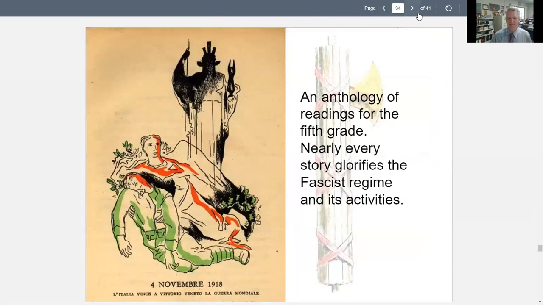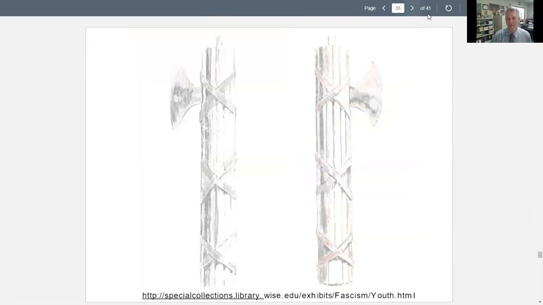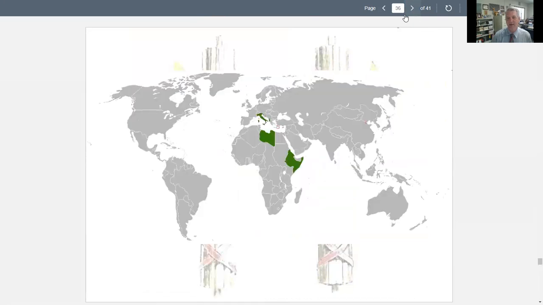I mean, basically just setting everything up for what happens. An anthology of readings for the 5th grade. Nearly every story glorifies the fascist regime and its activities. You can see the date there from 1918, right? Referencing the terribleness of the end of World War I. And then, as I said, this Roman tool from the Roman times is put on the Italian flag so that it may be a sign of the great empire to come.